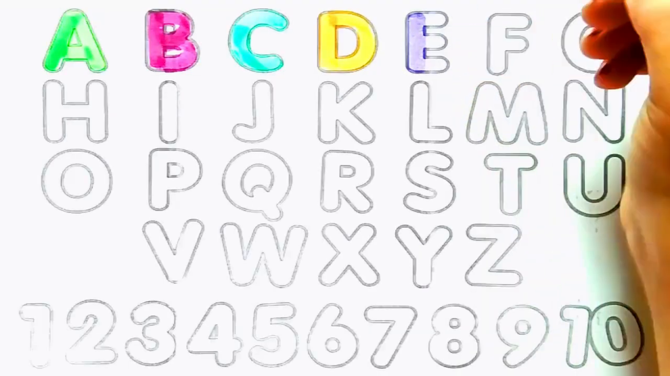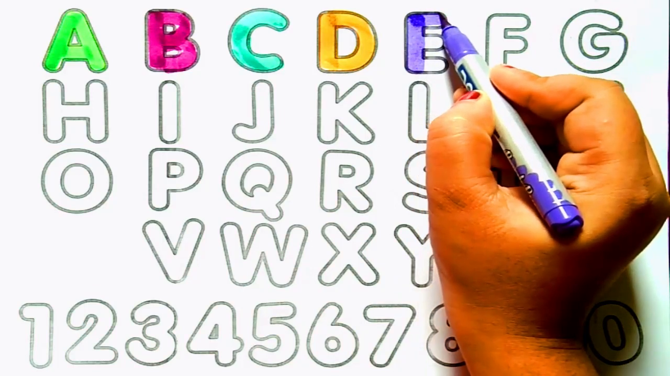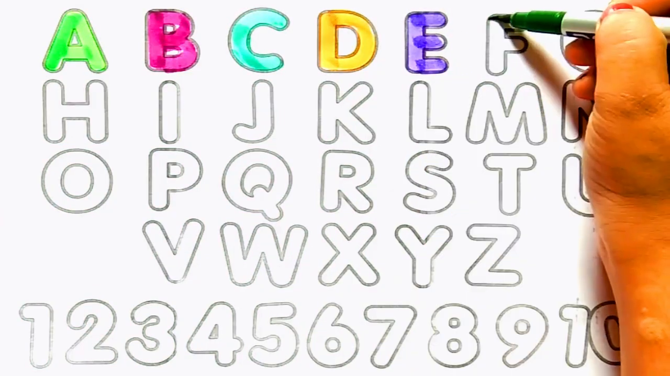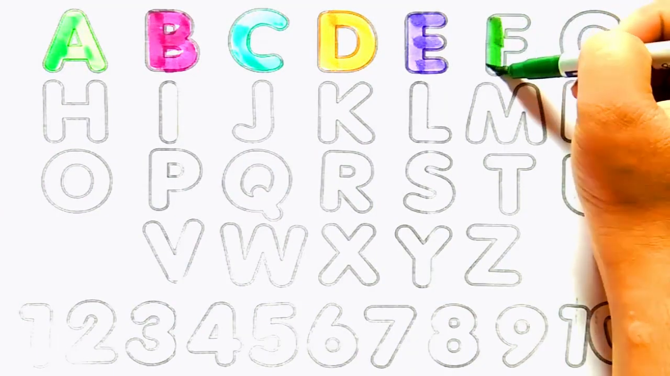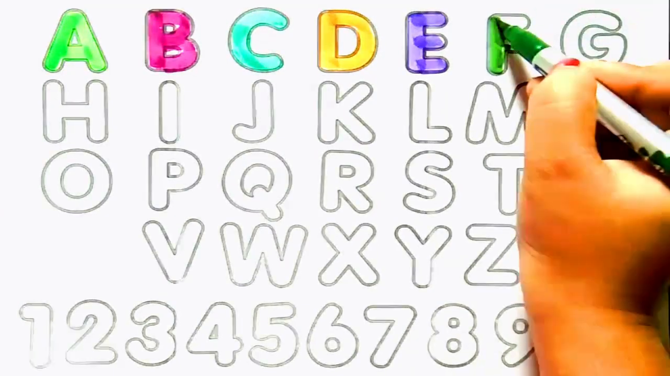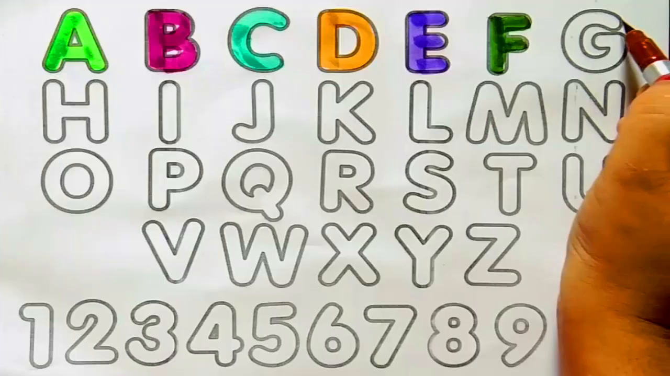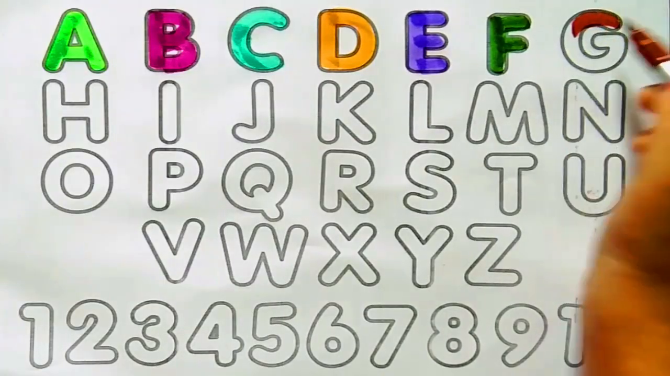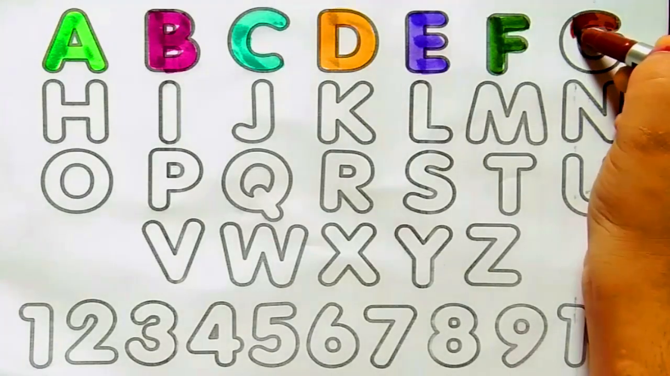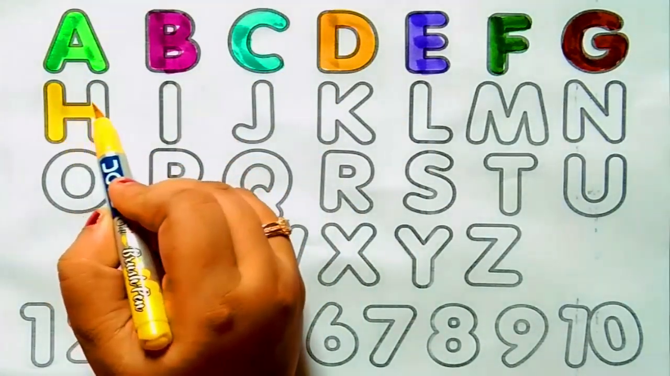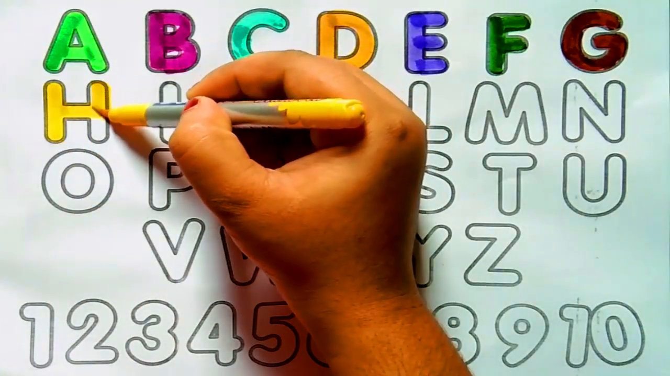E for egg, E for egg. F for fish, F for fish. G for goat, G for goat. H for hen, H for hen.